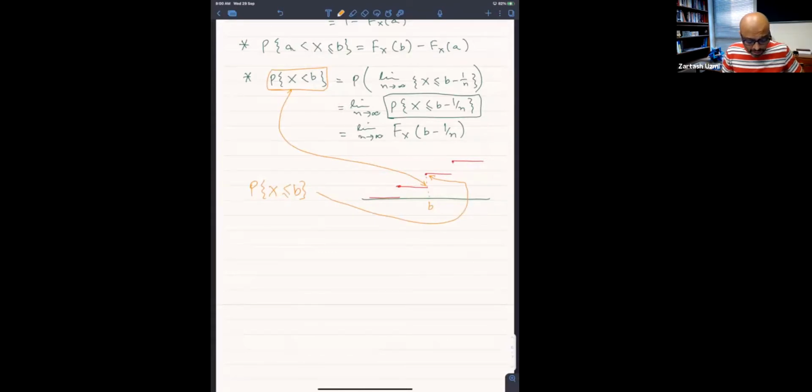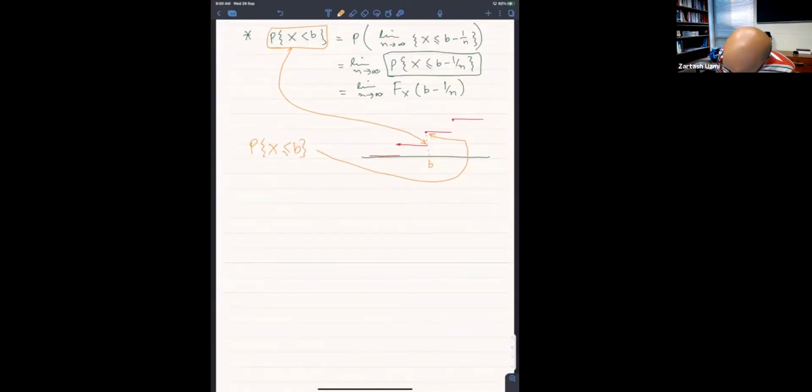So there are some details in the notes. Please take a look at that. So I'm going to talk about the mean value of a random variable, mean or expected value of a random variable. So I will give you an example.